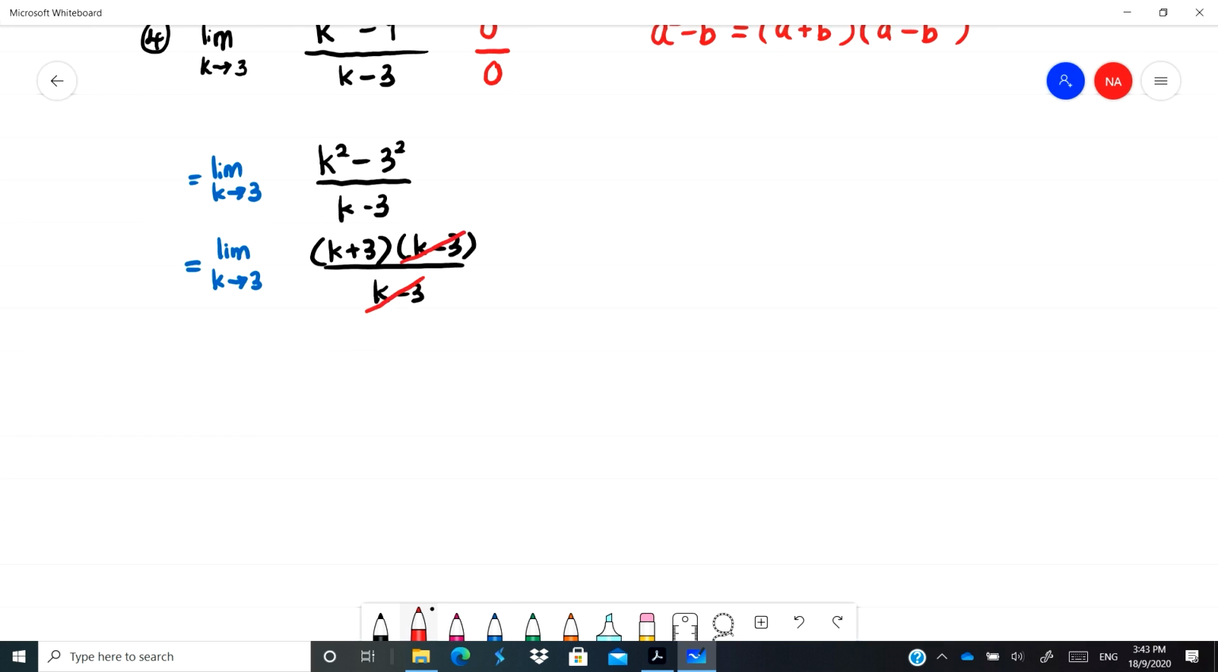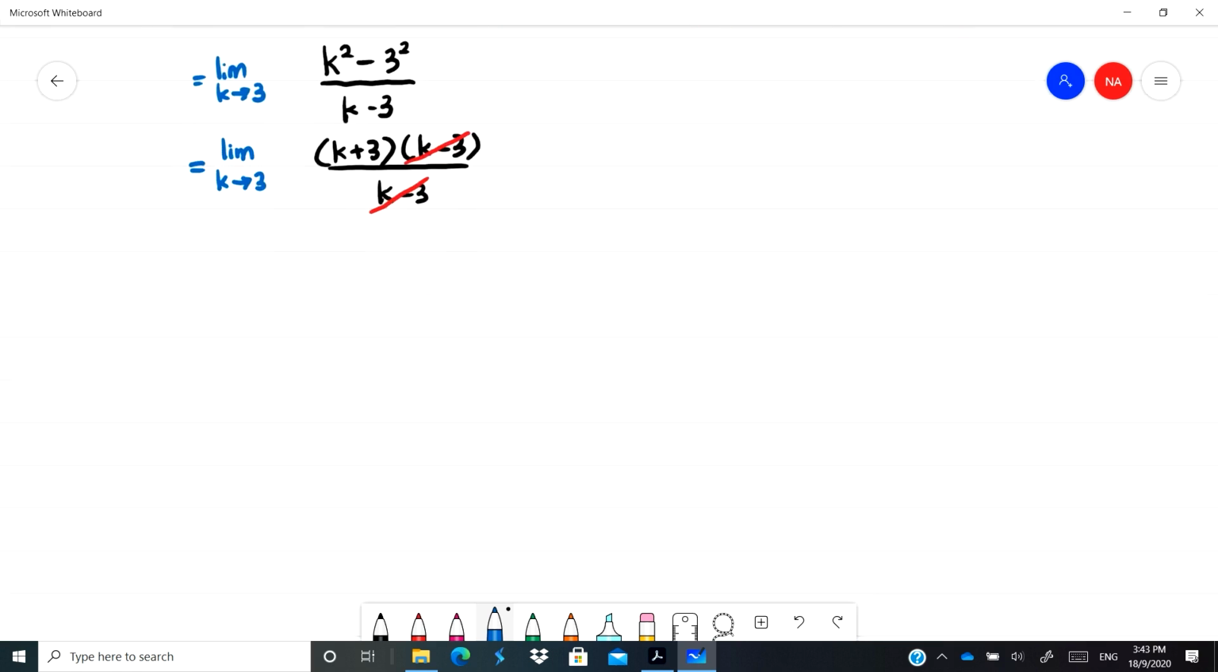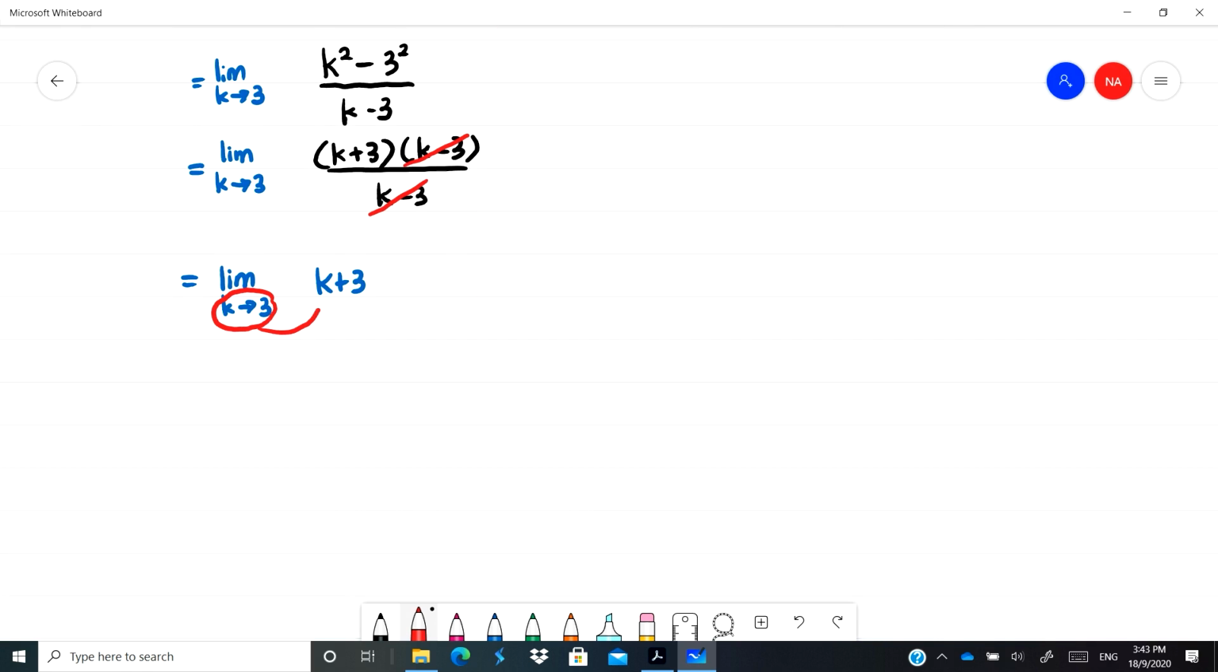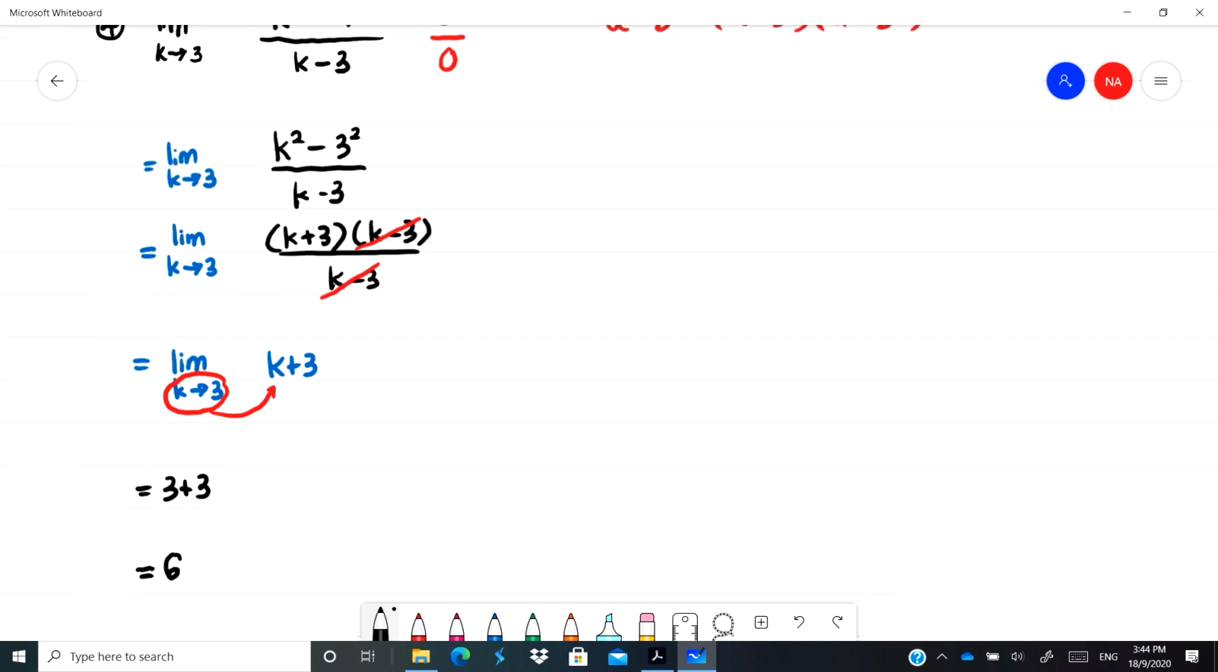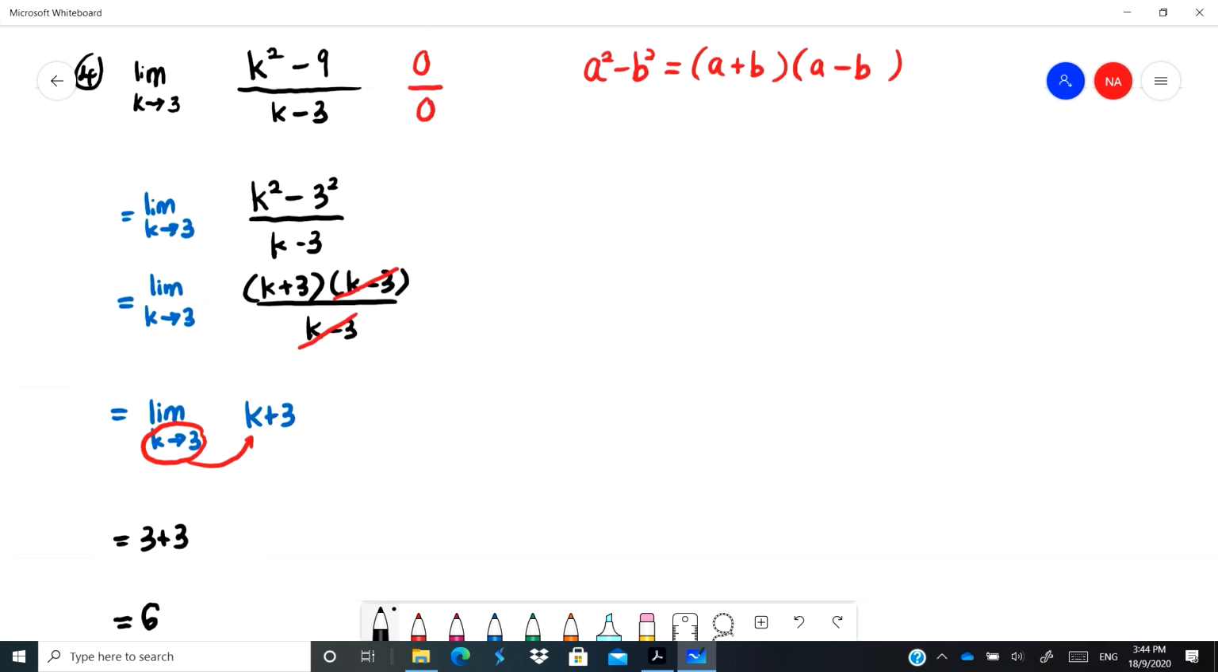Again, have we substituted k with 3? Not yet, so you'll have to write it again and again. So limit of k plus 3. Are you going to substitute it now? Yes. When you substitute k equal to 3, you'll have 3 plus 3. So your final answer is actually 6. So instead of 0 over 0, you'll have 6 as the final answer.